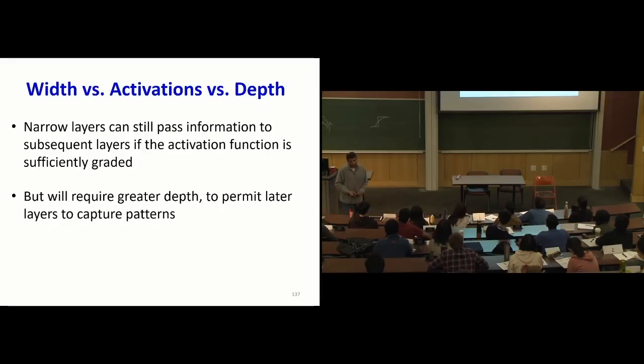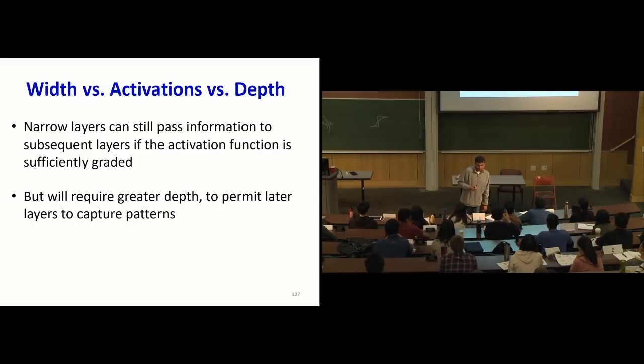But if I have only 4 neurons in the first layer, I'm going to need a great many more neurons. I'm going to need more depth to make up for it in the rest of the network to be able to capture the structure, but still you may end up benefiting in the total number of neurons.